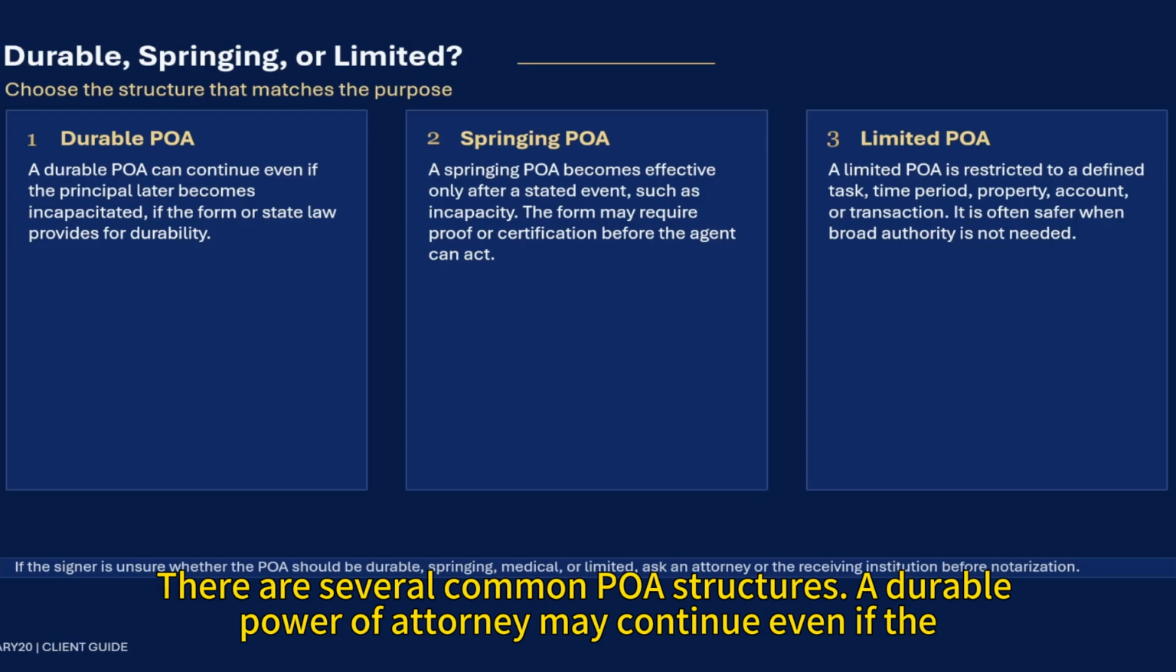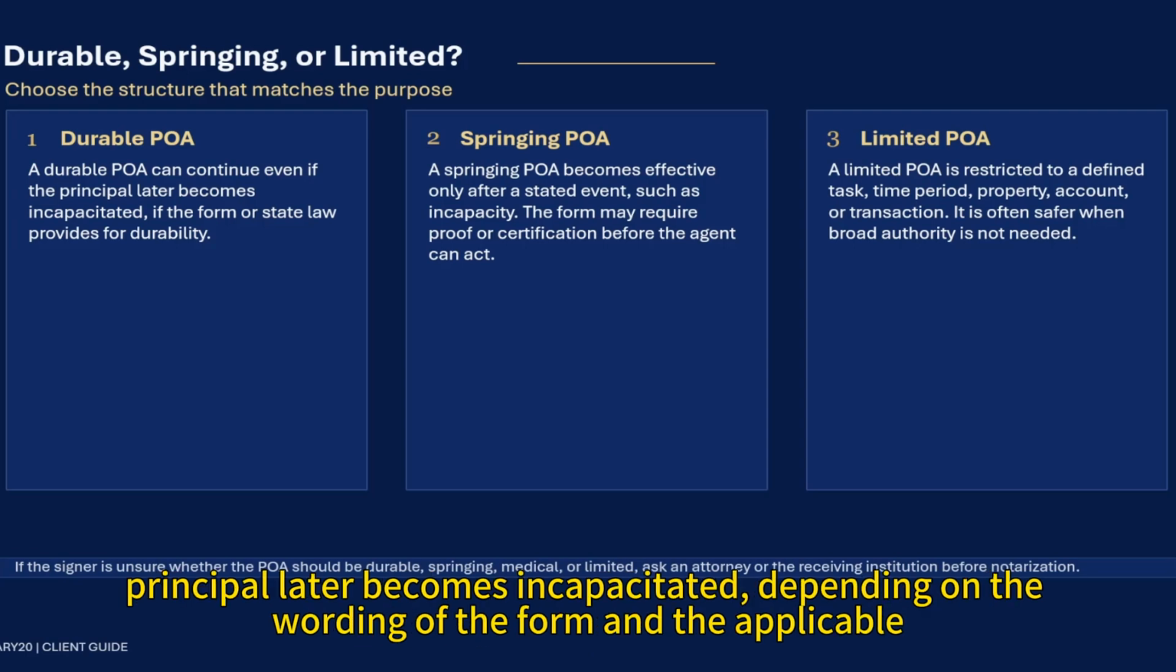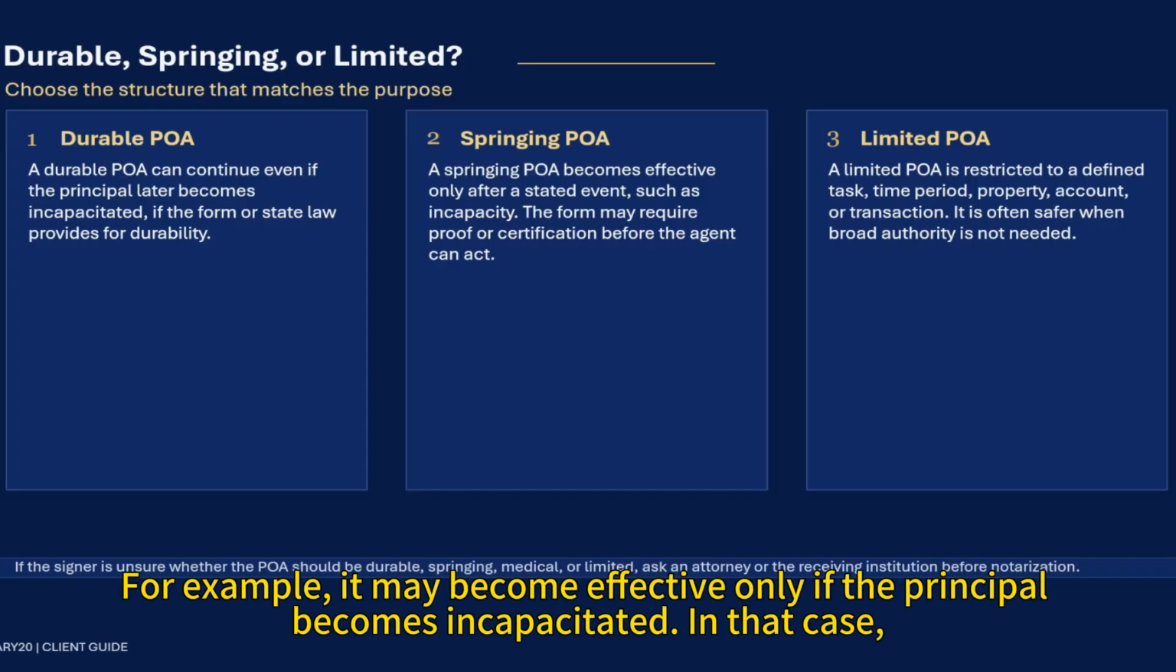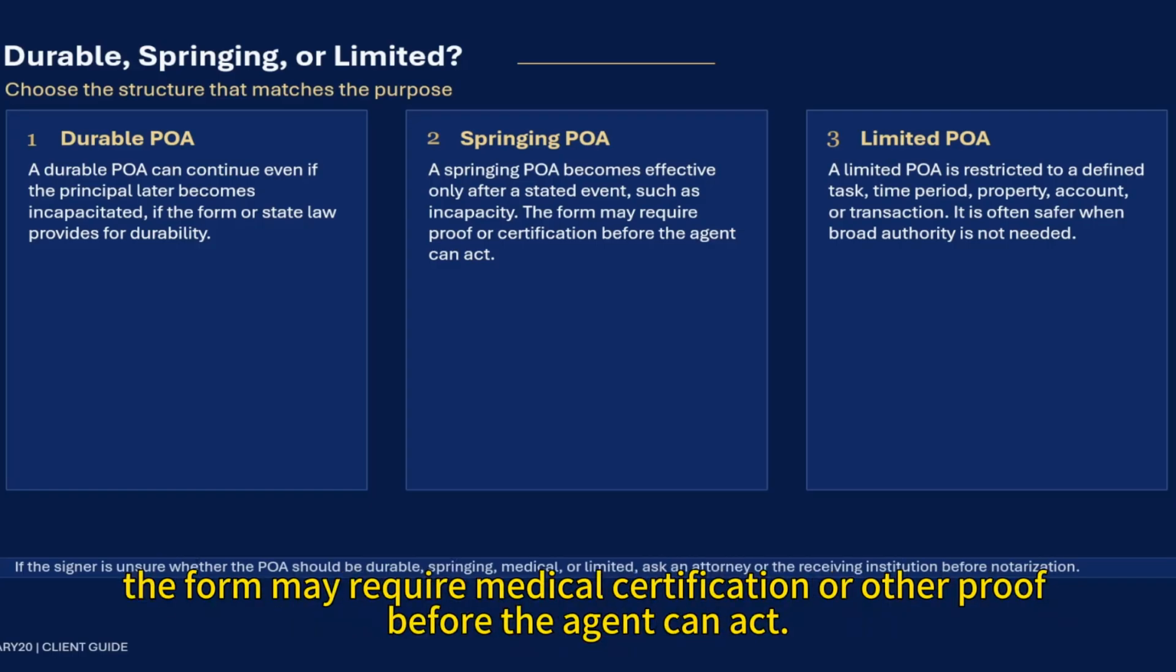A durable power of attorney may continue even if the principal later becomes incapacitated, depending on the wording of the form and the applicable state law. A springing power of attorney becomes effective only after a stated event happens. For example, it may become effective only if the principal becomes incapacitated. In that case, the form may require medical certification or other proof before the agent can act.